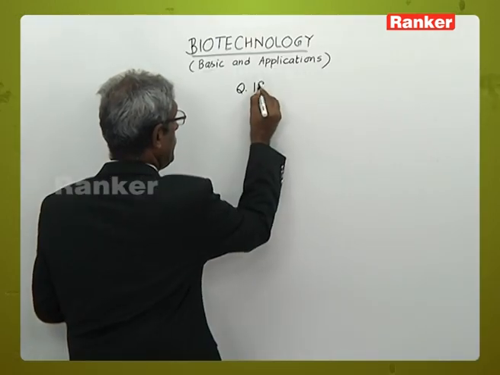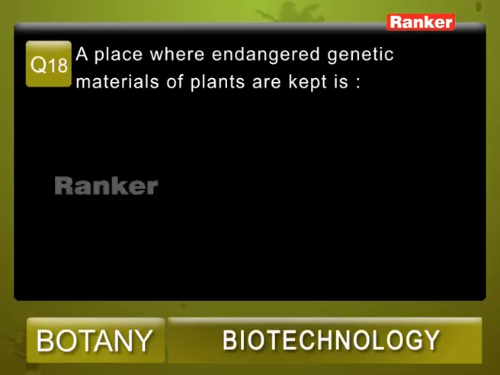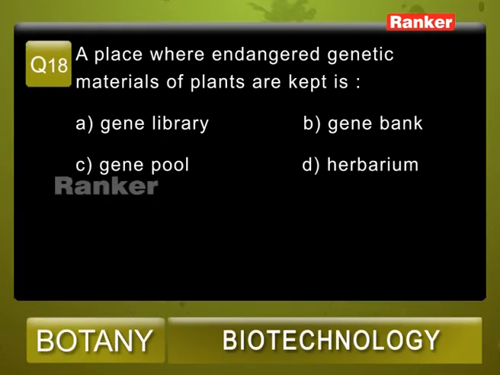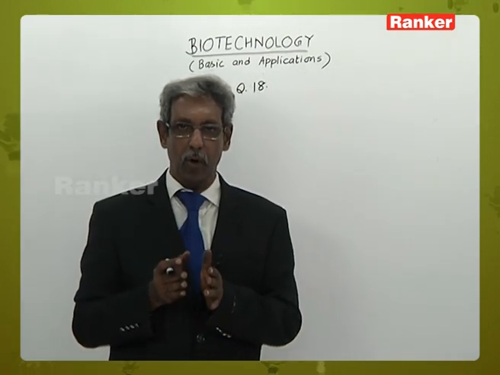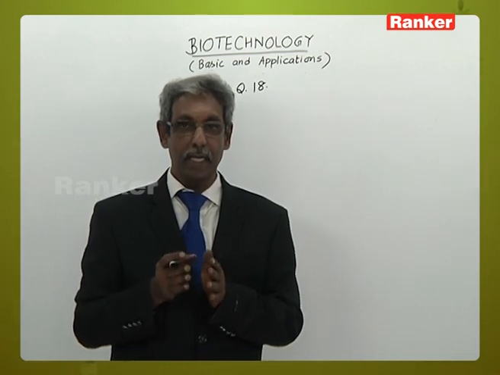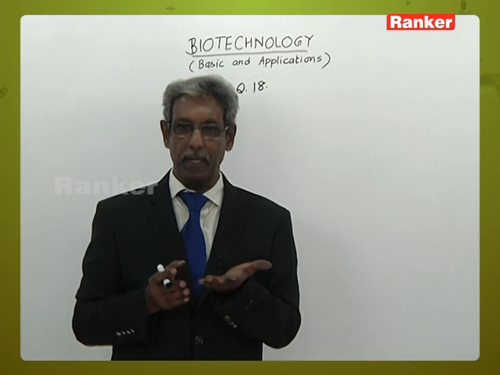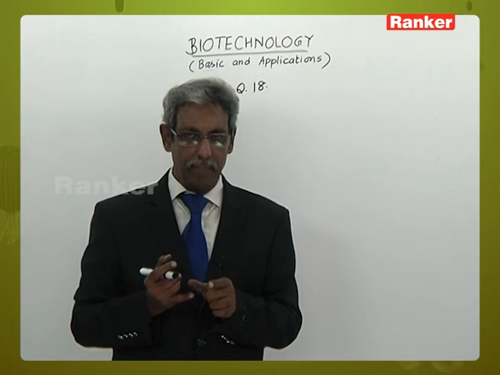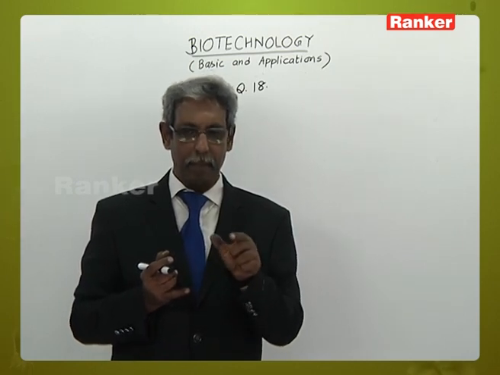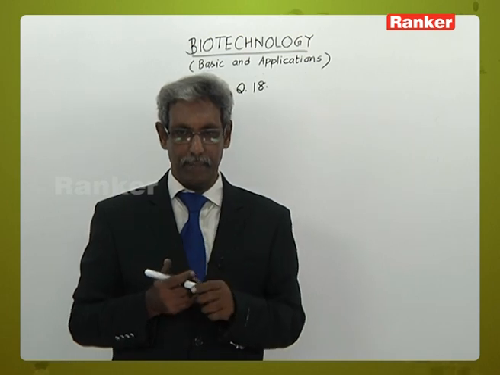We go to question number 18. A place where endangered genetic materials of the plants are kept is predominantly called what? Choices: A is gene library, B is gene bank, C is gene pool, D is herbarium. Choice number A, gene library. Gene library is an assemblage of recombinant DNA, cDNA, which are present in small petri dishes, which are put in banks. So, a gene library is an assortment of DNA sequences and pieces of DNA which have got the plasmid.